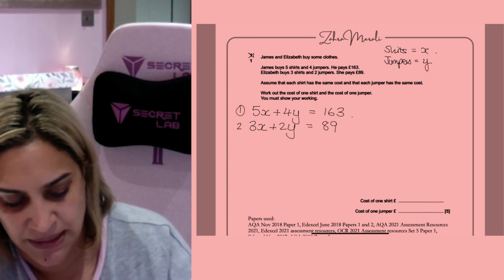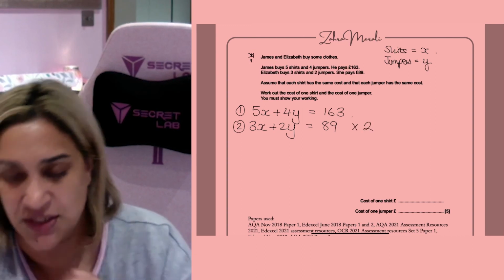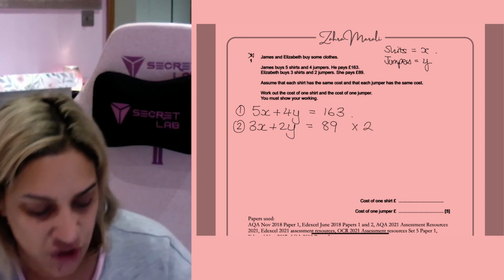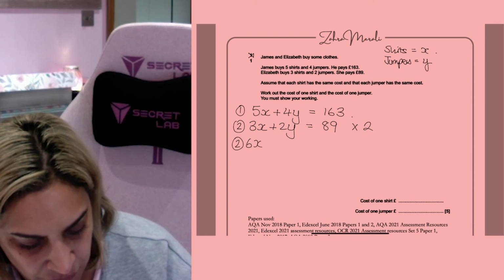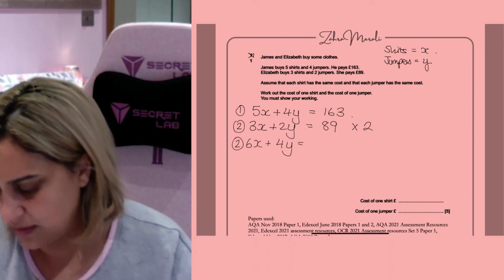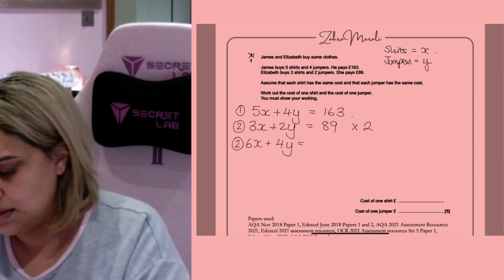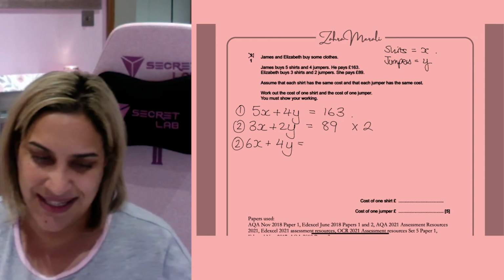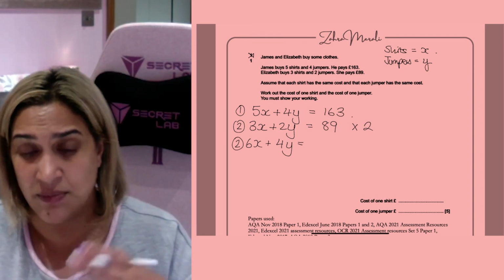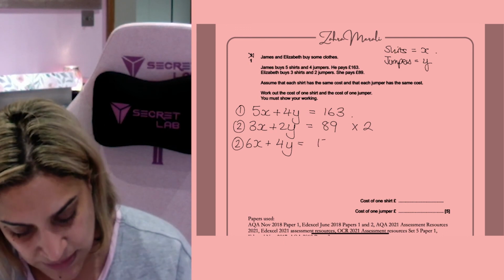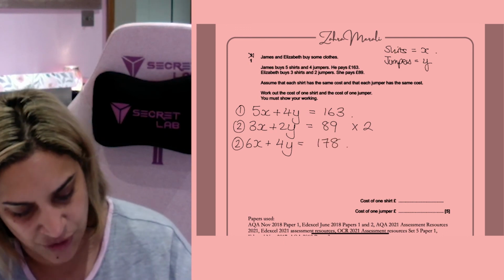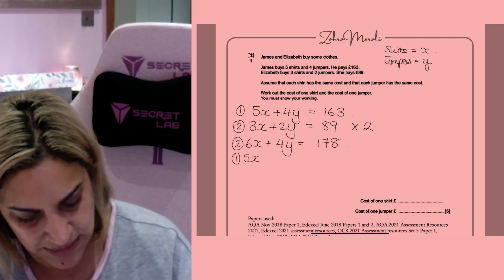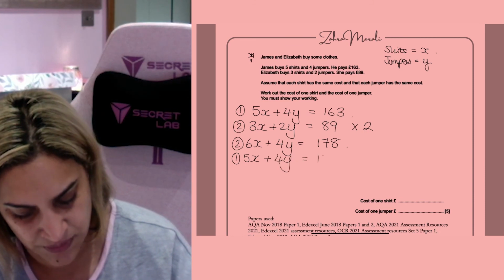Remember, we want to make something the same. It's much easier to multiply the second one by 2, and then we get the 4 y's the same. So you've got 89 times by 2. So 80 times by 2 is 160, 9 times 2 is 18, add them up, you get 178. So now I'm going to write the 1 underneath it, because I think it's easier to take away this way around, because of the numbers.